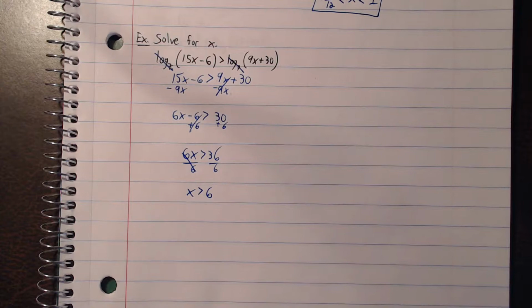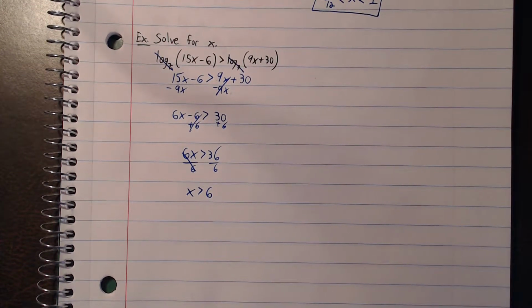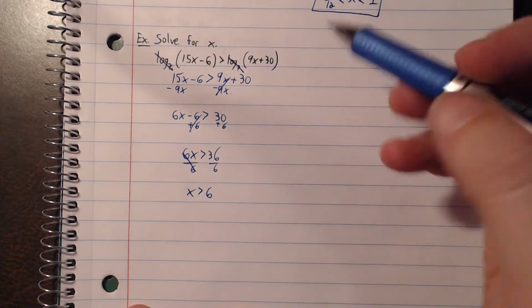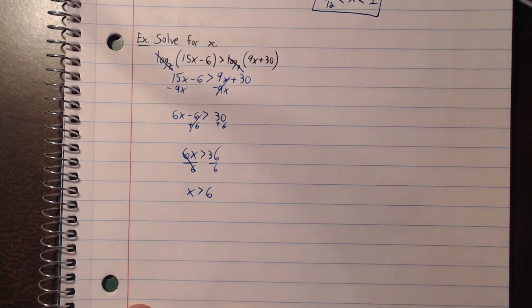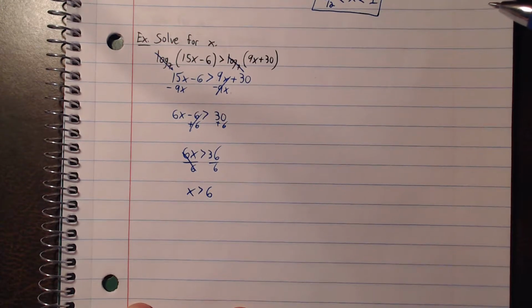Now, here, we got x is greater than 6. That's a lower limit, right? That means the lowest x can be is 6. We need numbers that are bigger than 6 from here on out. So does that mean that we have to search for an upper limit?